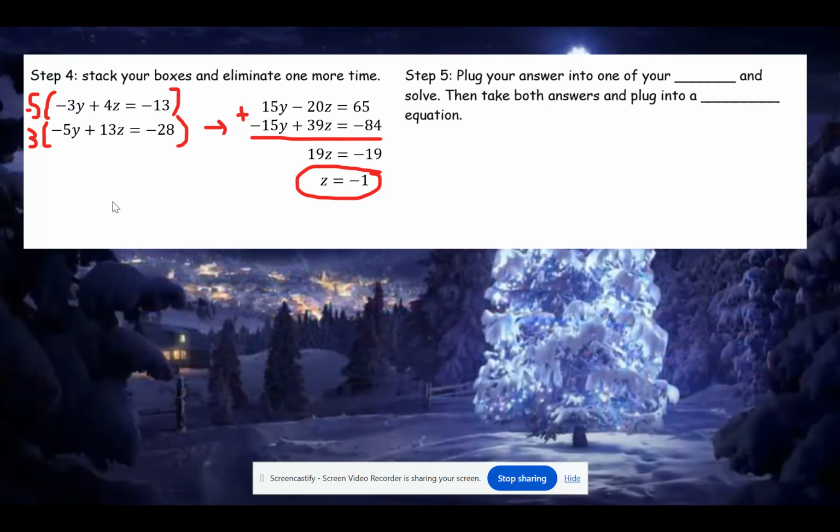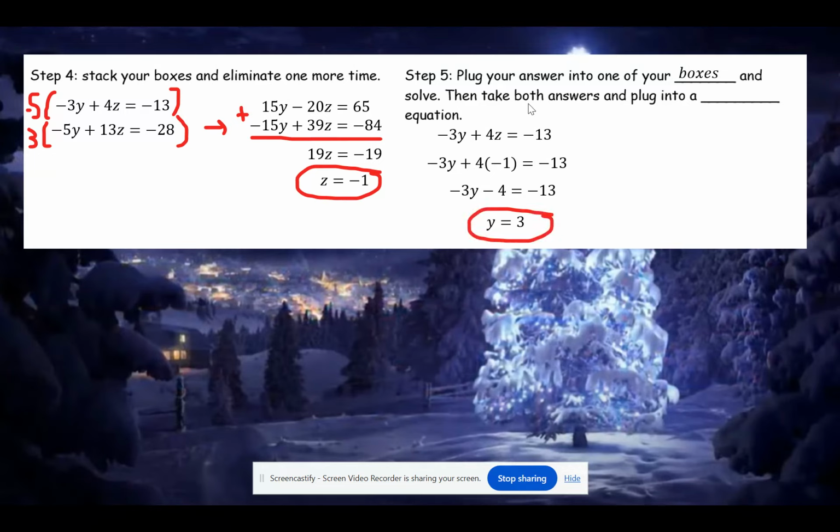Right. Now you have to go back and get your other letters. You have an x and a y still. So what we're going to do is put our z into one of our box equations. If you put it back into the original starting equations, you're not going to be able to solve it because you don't know enough letters. But you can make it work with a box equation. So I'm going to take the top box, -3y, 4z, and -13, and I'm going to put -1 in z's spot, and then I'm going to solve for y.